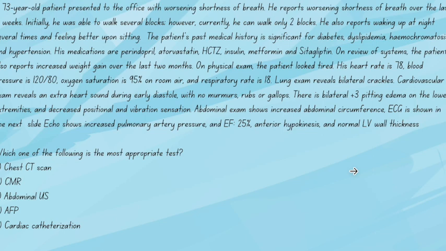ECG is shown in the next slide, and echo shows an increased pulmonary artery pressure. The ejection fraction is 25% with anterior hypokinesis and normal LV wall thickness. So what should you do? Chest CT scan, cardiac magnetic resonance, abdominal ultrasound, alpha fetoprotein, cardiac catheterization. Let's look at the ECG quickly.